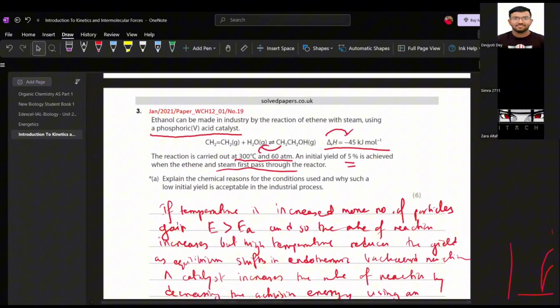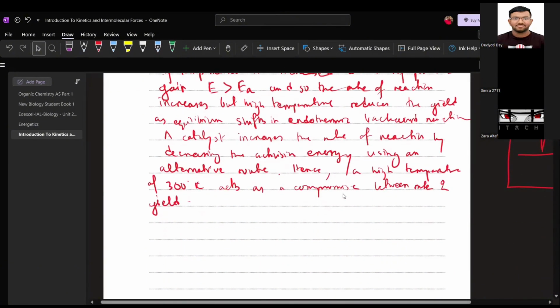Okay, if you increase the pressure, what happens? The pressure is another factor here. Does the yield increase? I think the yield increases because if we increase the pressure, what happens? There are fewer moles on the product side, so obviously the equilibrium shifts to the right side.